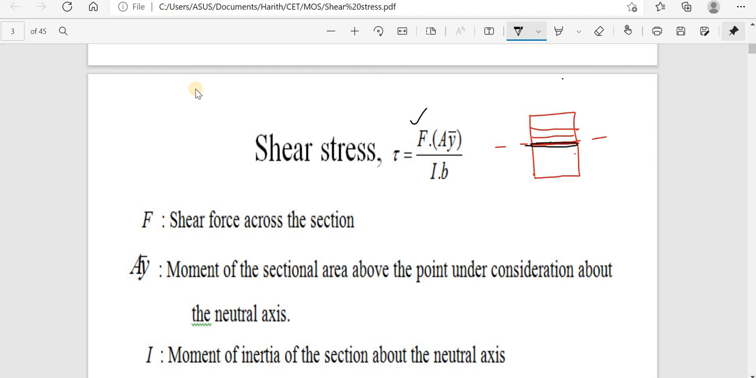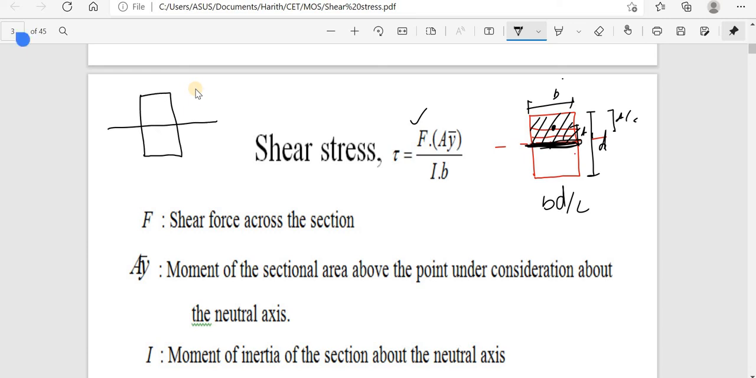If I am finding the shear stress at the neutral axis, then the area will be this one. If this is B and this is D, what will be the area? Area will be B into D by 2. Then y bar is the distance of the centroid from the neutral axis. The centroid of this area will be at this point. This is D by 2, so where will be the centroid of this area? That is D by 4. I will draw another figure also, so it will be clear.